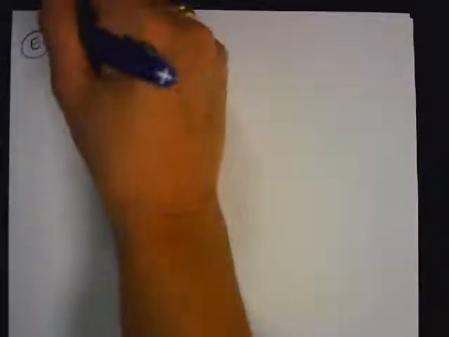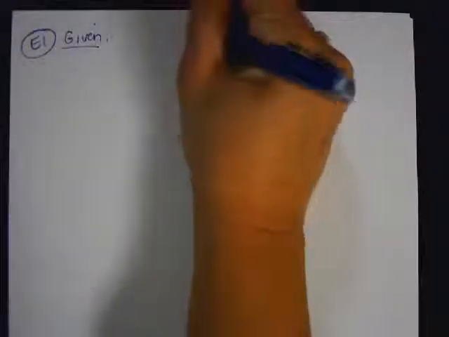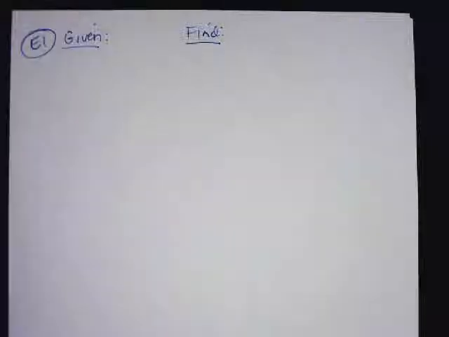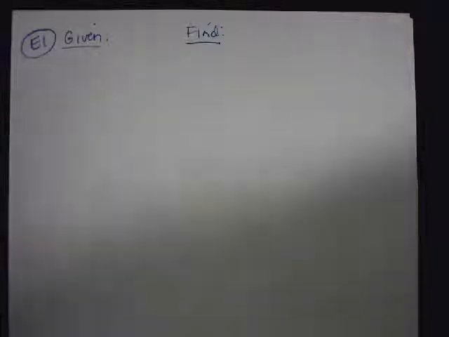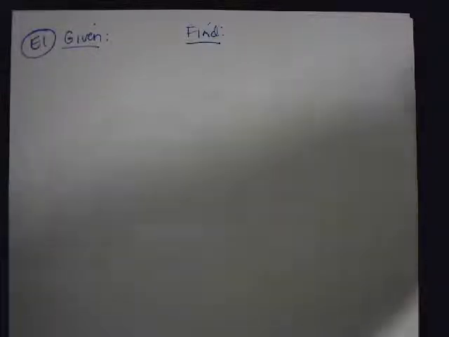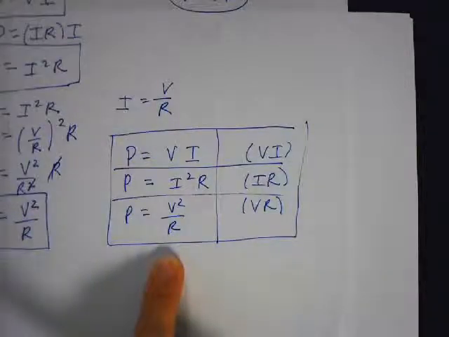E1 says we're going to write our given. We're going to write what we want to find. We're going to write our basic equation. We're going to rearrange the equation to solve for the unknown in terms of the known, and then we're going to substitute and solve. And what we just saw was that as far as power is concerned, depending upon what we're given in a problem, there's 3 different equations that we can have.